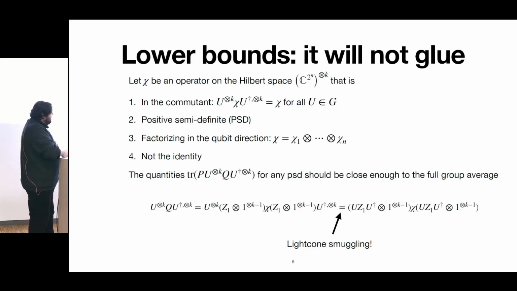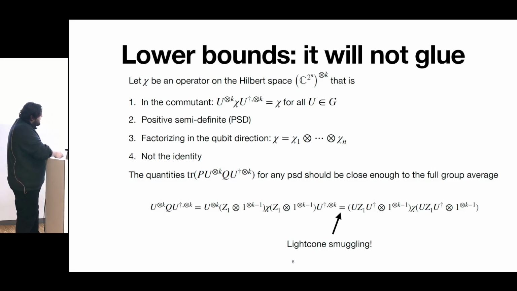So basically what we will do is take that chi operator, and instead of chi, we will take a Q, where chi is multiplied from the left and right with Z tensor identity on all the other design components. Then if we apply U tensor K, U dagger tensor K, it turns out that, of course, if you write U dagger here, then that commutes over the rest of chi. So what you will get is a U Z1 U dagger operator here, and tensor identities here, and the chi. We call this the light cone smuggling.